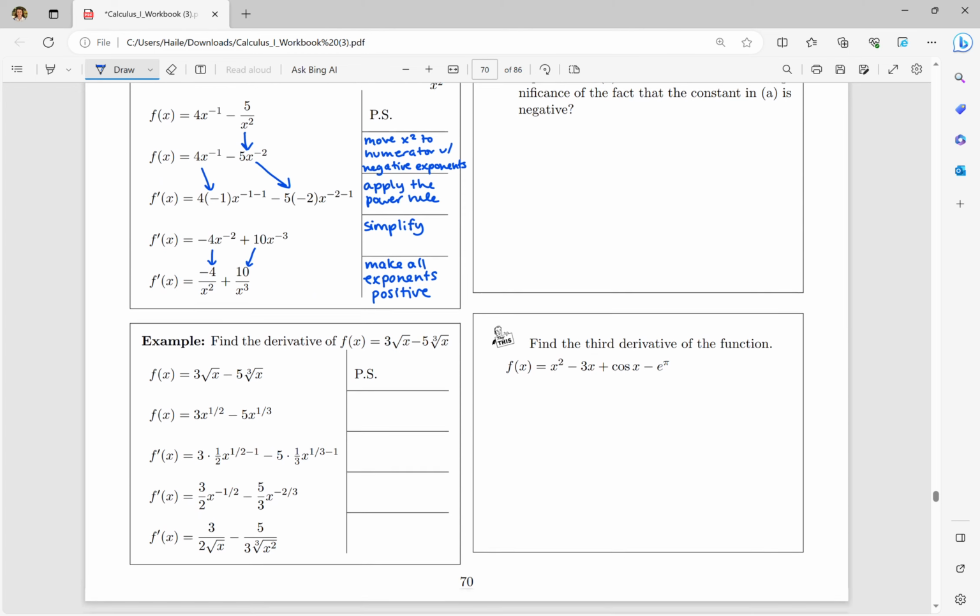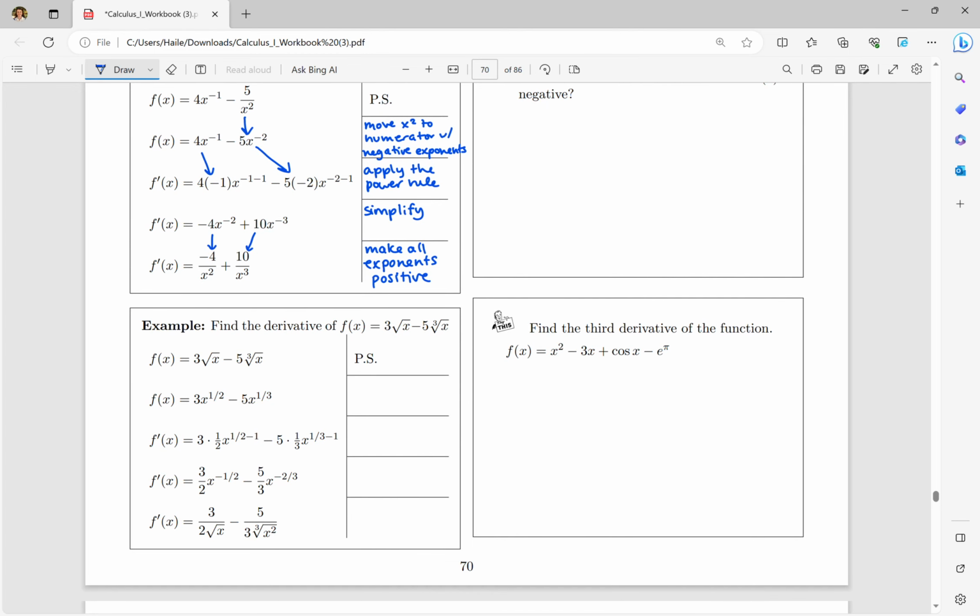Okay, one last example for straight up derivatives with power rule. So this time we have 3 times the square root of x minus 5 times the cube root of x. So kind of like the negative exponents, the point of this problem is to show you that there could be another way that the power rule could be disguised. So we start with our problem statement, as always.